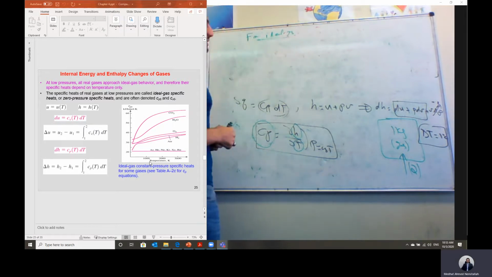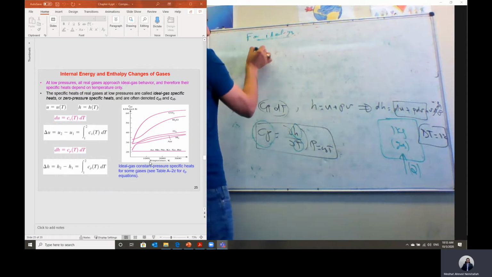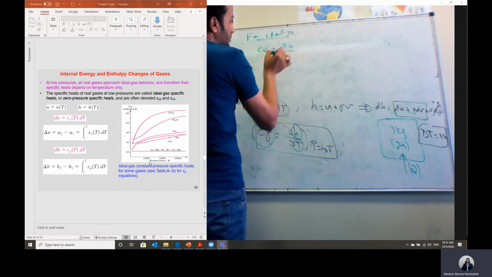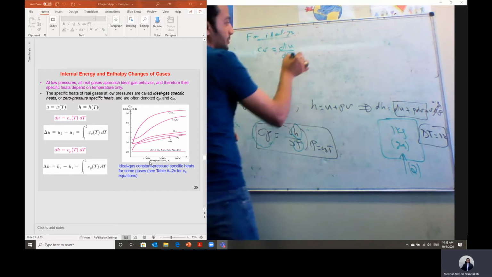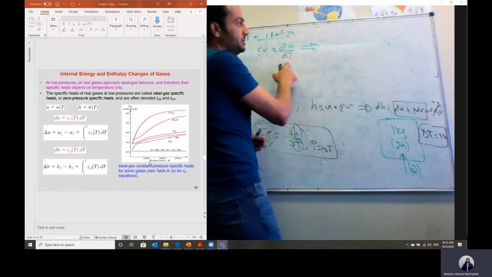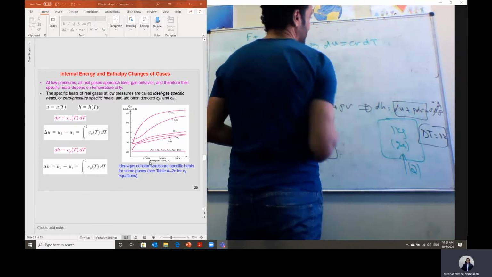So in this case, for an ideal gas at low pressure, we can just say CV will equal delta U divided by delta T. Or we can just remove the partial differentiation. Or we can say delta U will equal CV delta T.